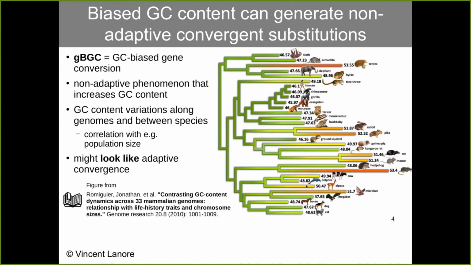So when you look at mammals, you find that there's a lot of variation in GC content, with some species with a high GC content and other species with a much smaller GC content. And just because some species share similar GC content, they might, by chance, have similar GC content in similar regions of the genome, and by chance have the same G or C at the same position in the same gene, which could be interpreted by the detection method as evidence for adaptive convergent evolution, when in fact it's non-adaptive convergent evolution due to a non-adaptive process, GC biased gene conversion.